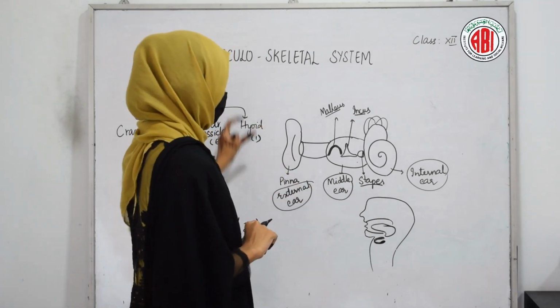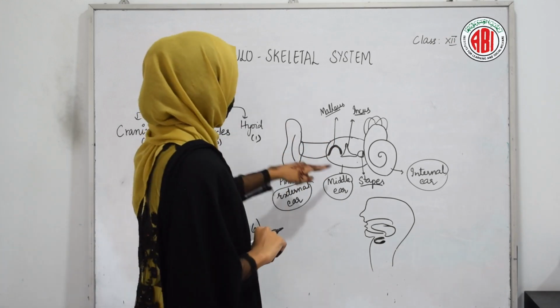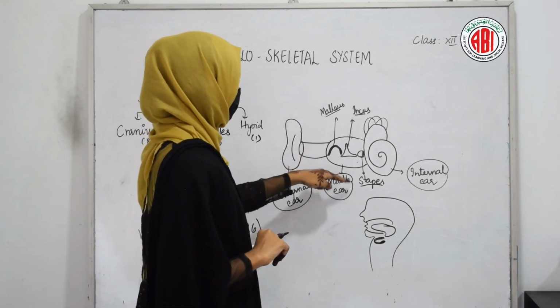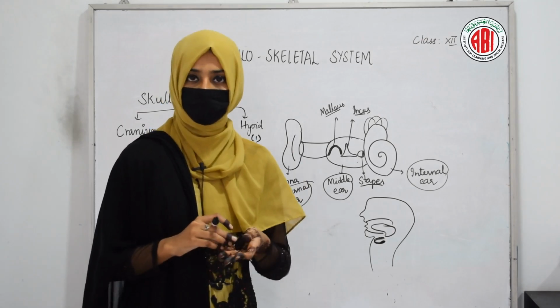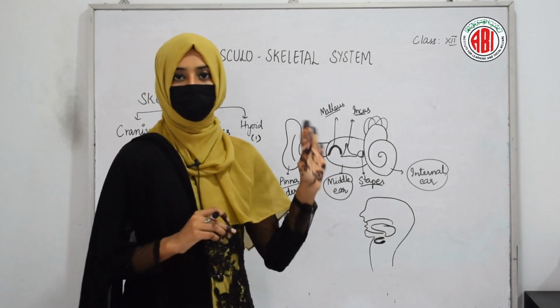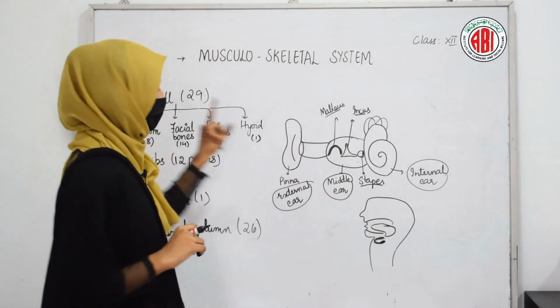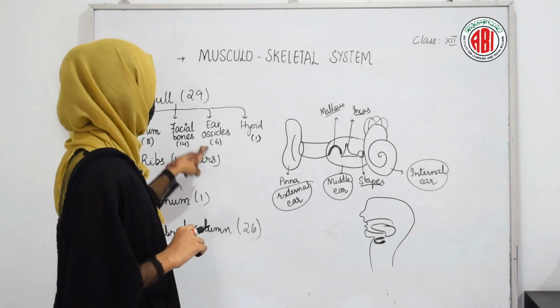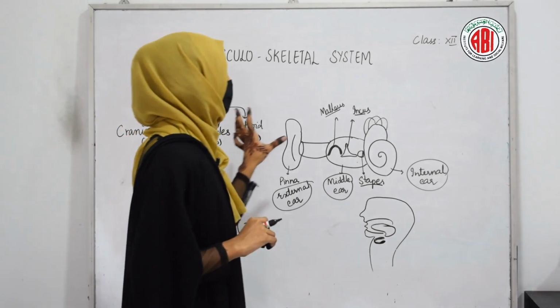So in the middle part of your left ear, 3 bones are present: malleus, incus and stapes, and similarly in the middle part of your right ear also these 3 bones are found. So in this way, the bones found in both the ears are 6 in number. So 6 bones are found in our ear ossicles.